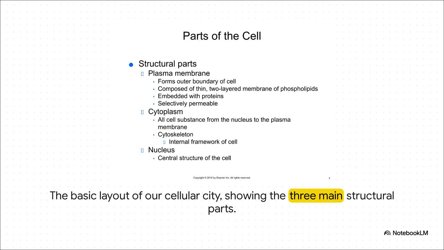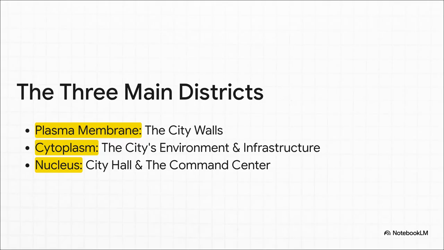Let's dive a little deeper into these districts. So to break it down, first, you've got the plasma membrane, the city walls, controlling what gets in and out. Then inside there's the cytoplasm. This is the city itself, you know, the environment and all the infrastructure where the real work happens. And at the very heart of it all, the nucleus. That's our city hall, the command center that's calling all the shots.